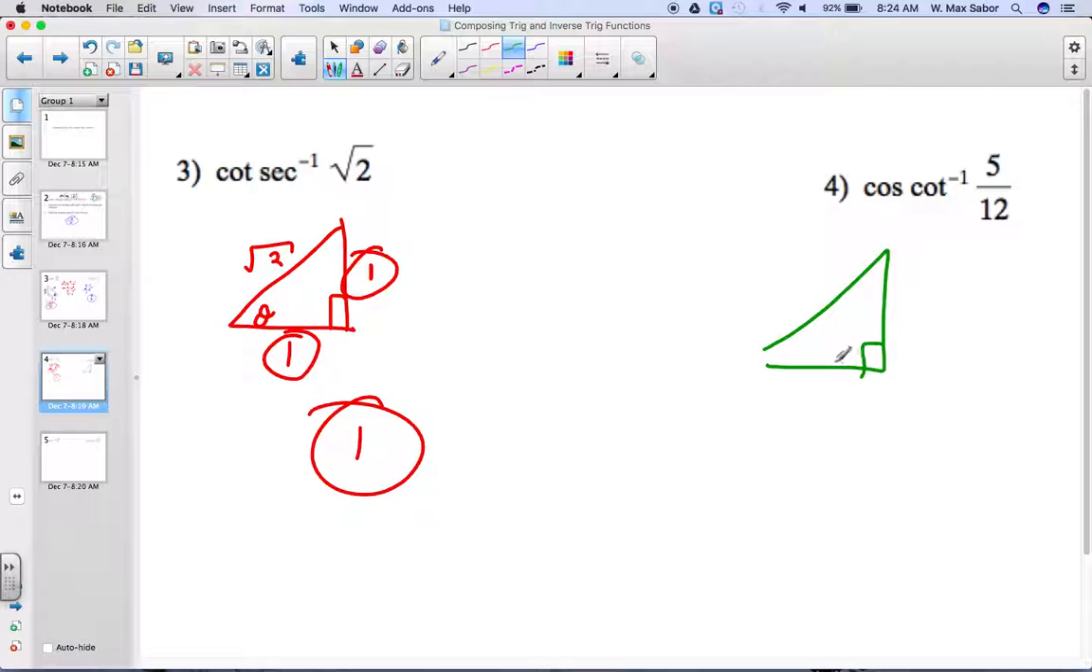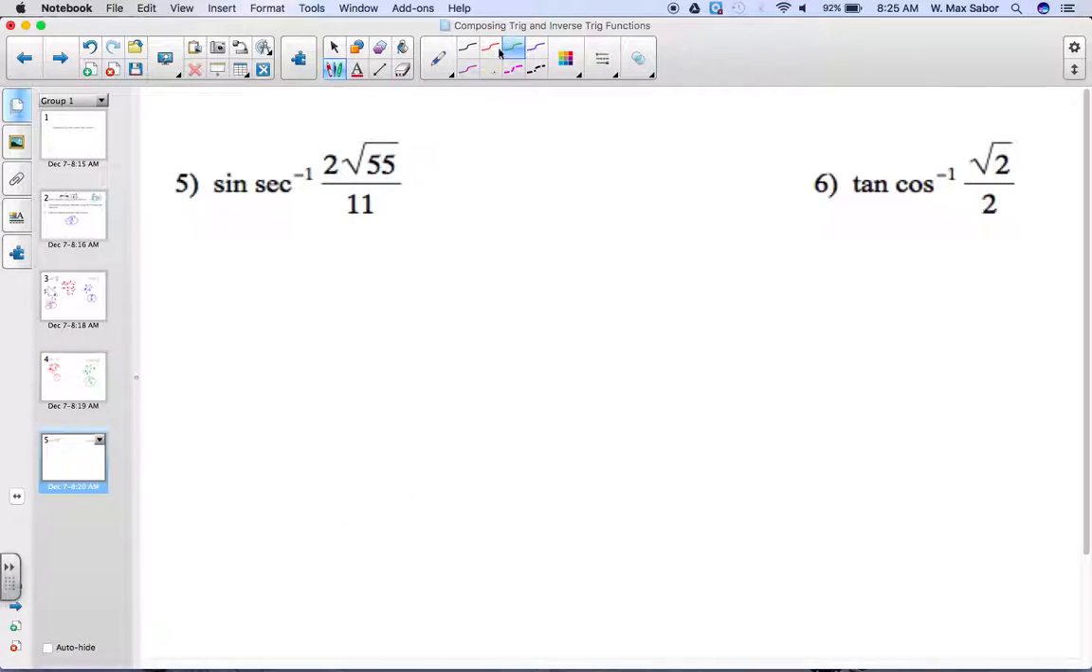Here we have adjacent over hypotenuse is 5 over 12. Pythagorean theorem says 13. And cosine says adjacent over hypotenuse, so 5/13. Secant is adjacent over, no, it's not. It's hypotenuse over adjacent. So this should be 2 square root of 55 over 11. Pythagorean theorem, I'm going to need to do this one out.